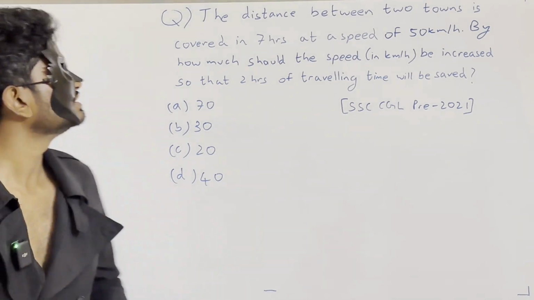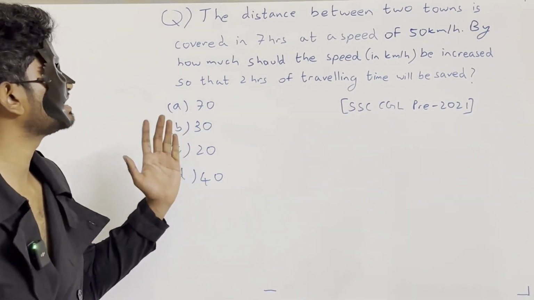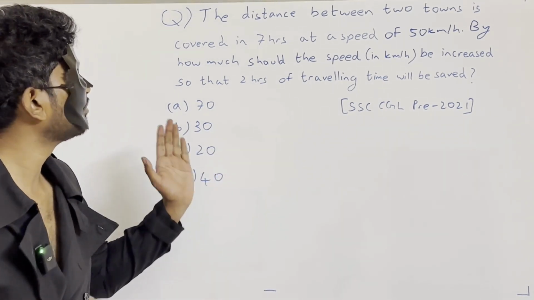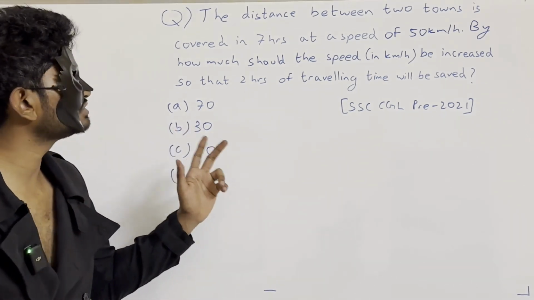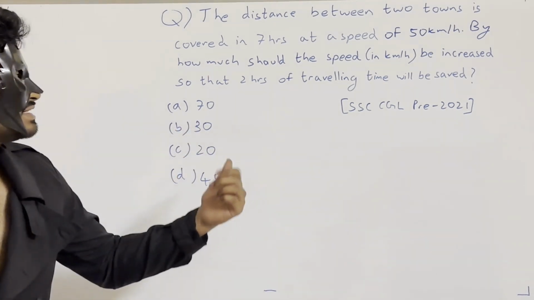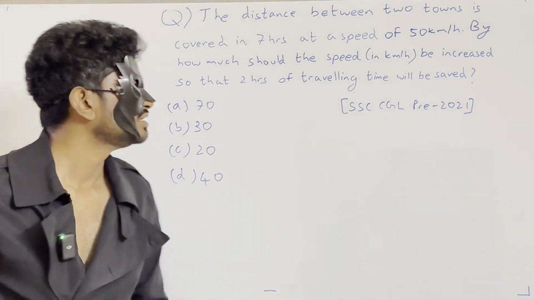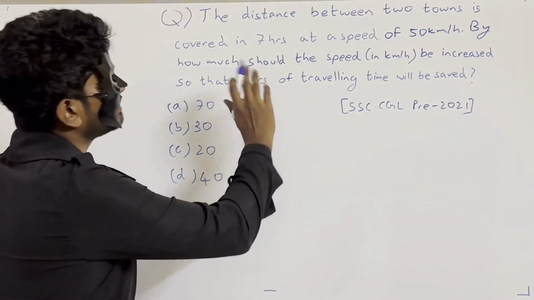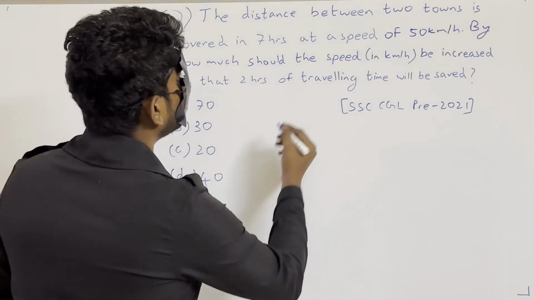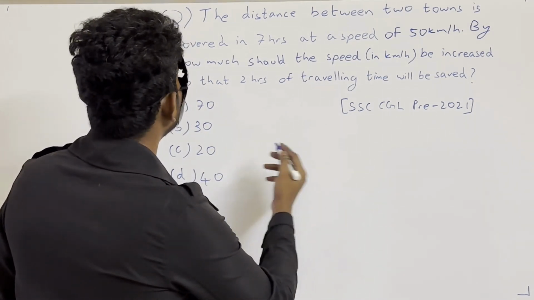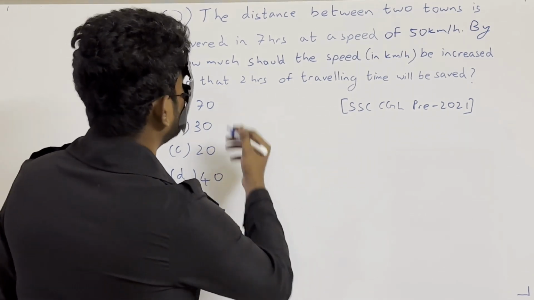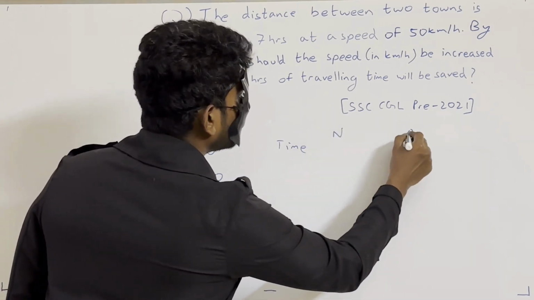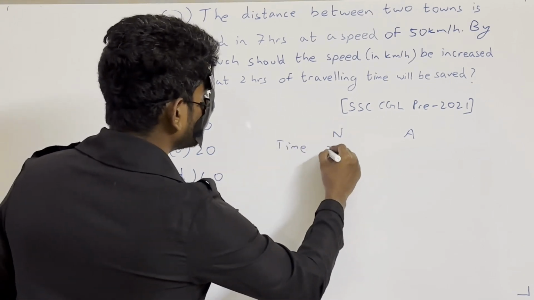So superhumans, next question is, the distance between two towns is covered in 7 hours at a speed of 50 kilometers per hour. By how much should the speed be increased so that 2 hours of travelling time will be saved? This was asked in SSC CGL pre-2021. Now here it is given that distance is fixed, right? So now let's take the time ratio, that is normal, abnormal. Normally it is taking 7 hours, right?